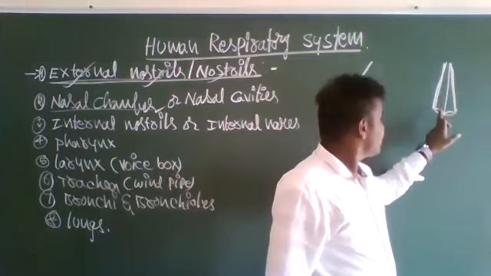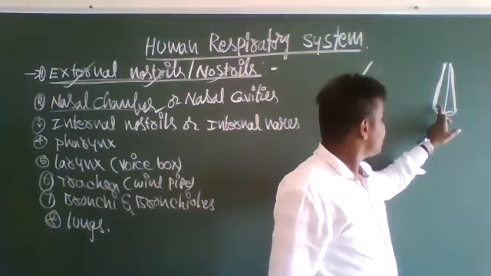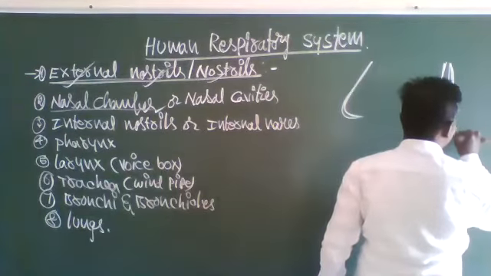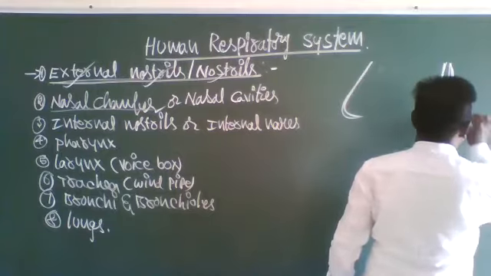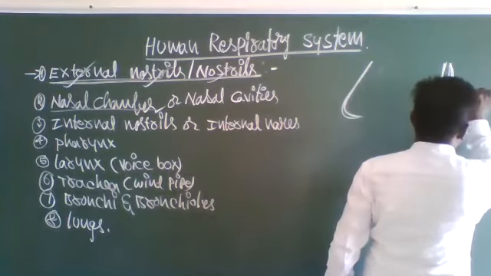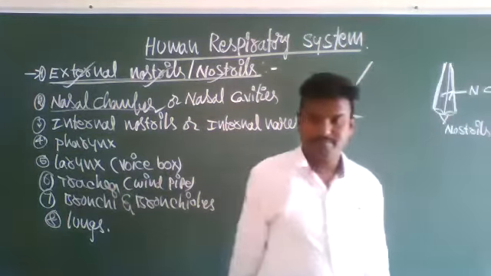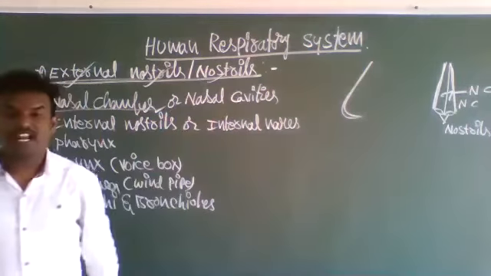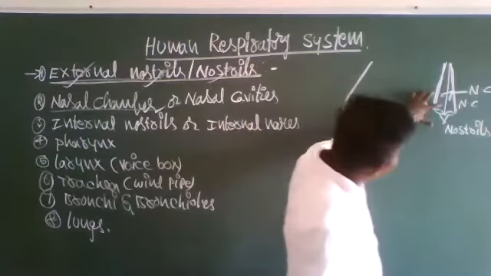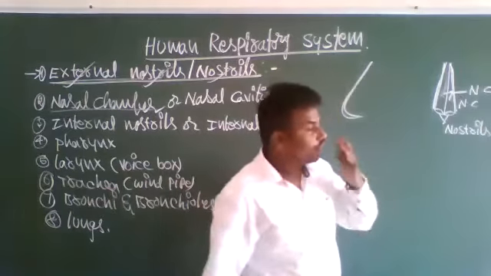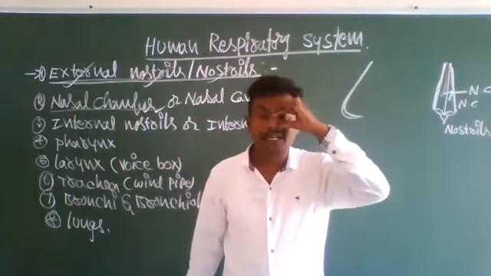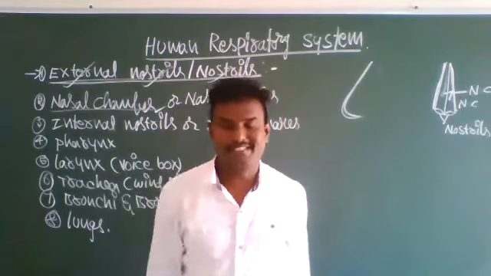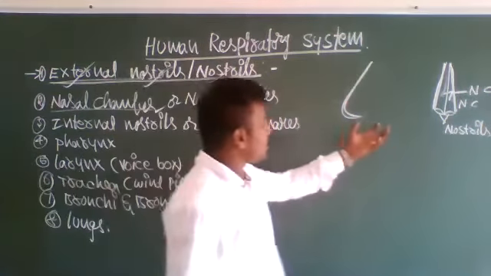This is the nasal chamber, this is the nasal chamber. External nostrils, then nasal chambers or nasal cavities. This is called the nasal passage. From here to here, this is the nasal cavity or nasal chamber. Inside is the nasal passage. This is the nasal cavity.